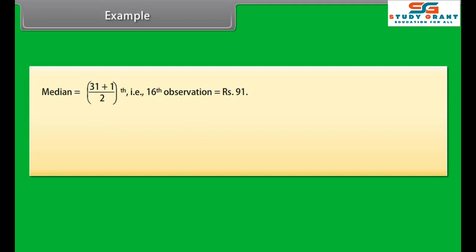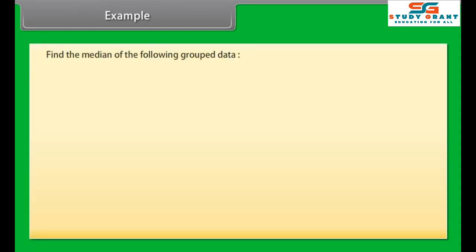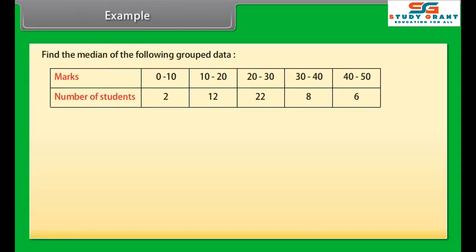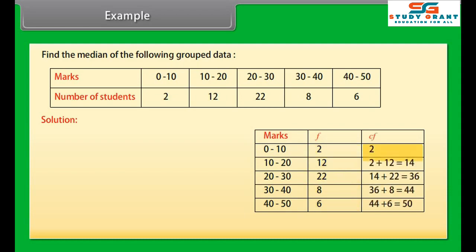current frequency. After that, we have found the median, which is the (31 plus 1) by 2th, that is the 16th observation, which equals rupees 91. Here the 12th to 23rd observations are all rupees 91, so the 16th observation is rupees 91.